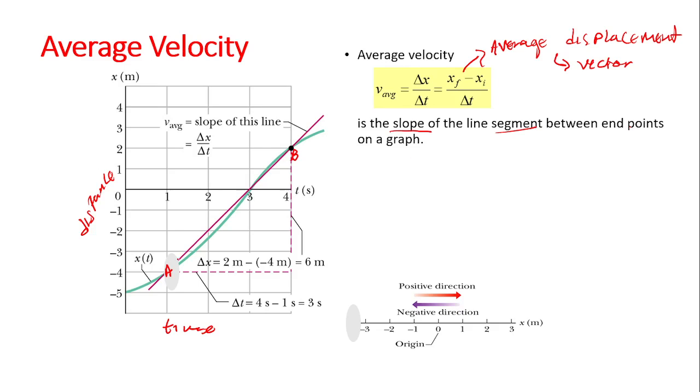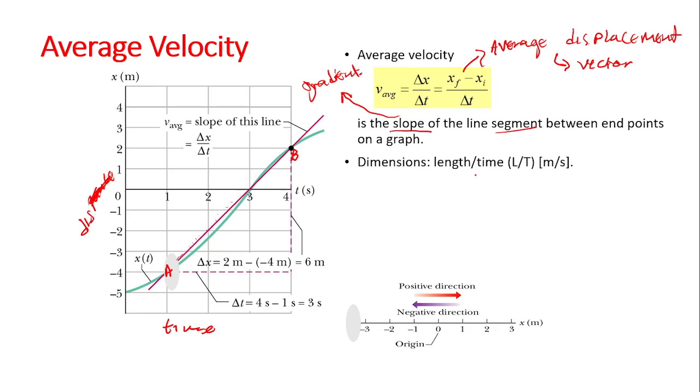You can see this pink line here. That's what we are calling the average velocity. It is the slope. When you talk of the slope, you are talking about the gradient. Now, this slope has displacement on this side, and the other side is time.